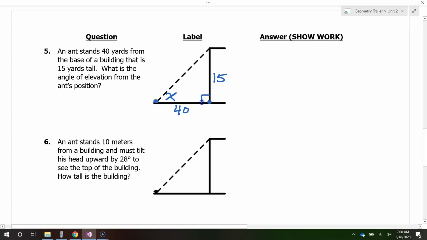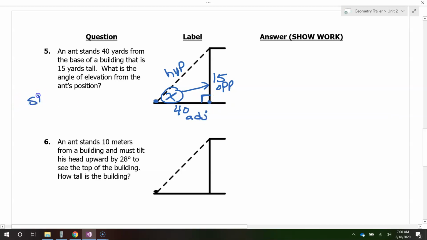So buildings are straight up and down. So here is the 90-degree angle. That makes this the hypotenuse across from the 90-degree angle. We will circle the angle we are looking for and draw an arrow. That makes this the opposite side. The other side is going to be the adjacent side.